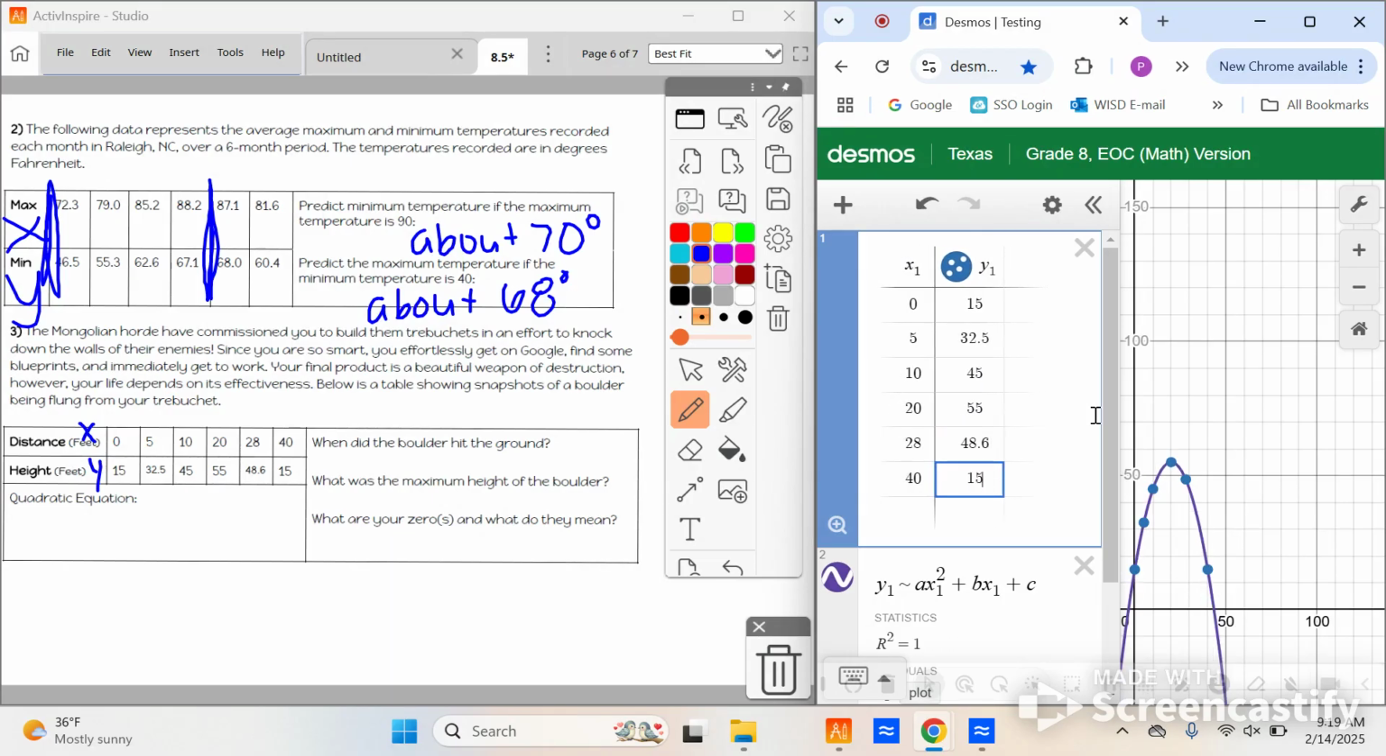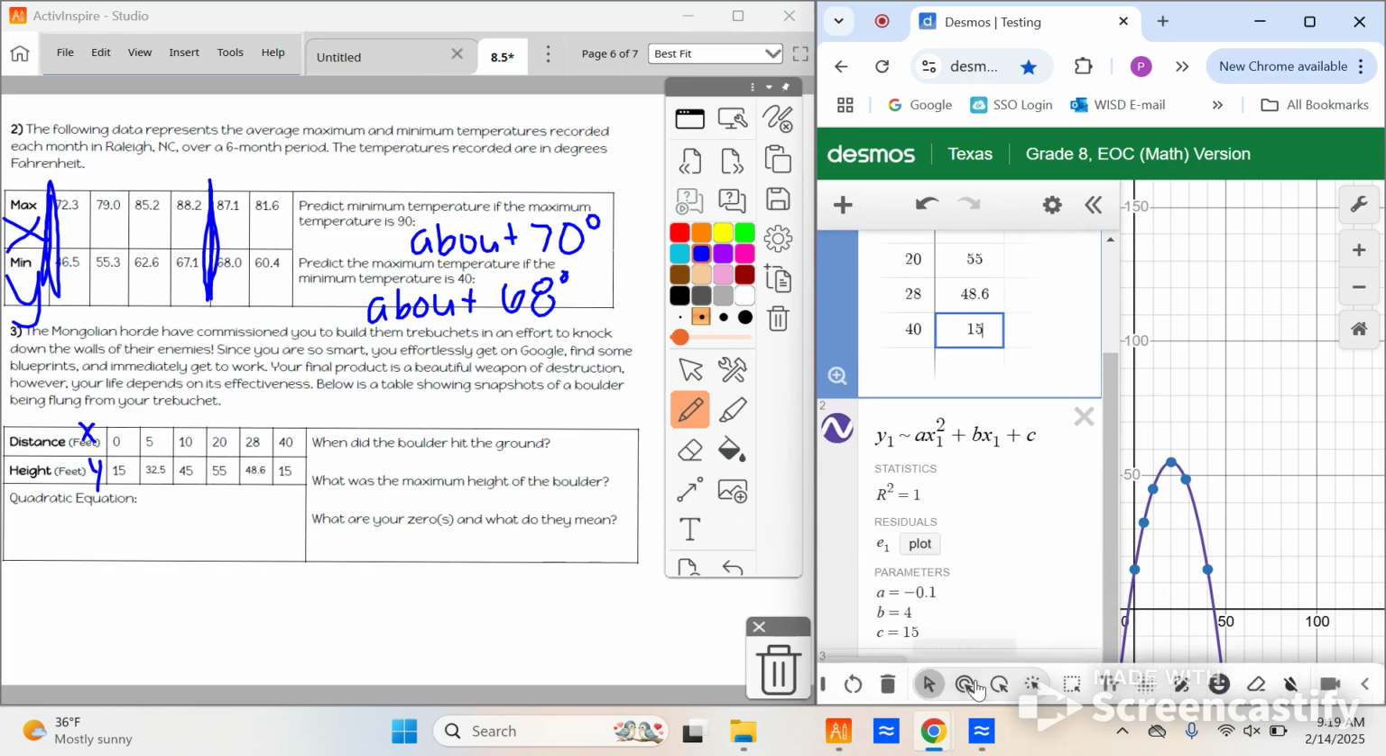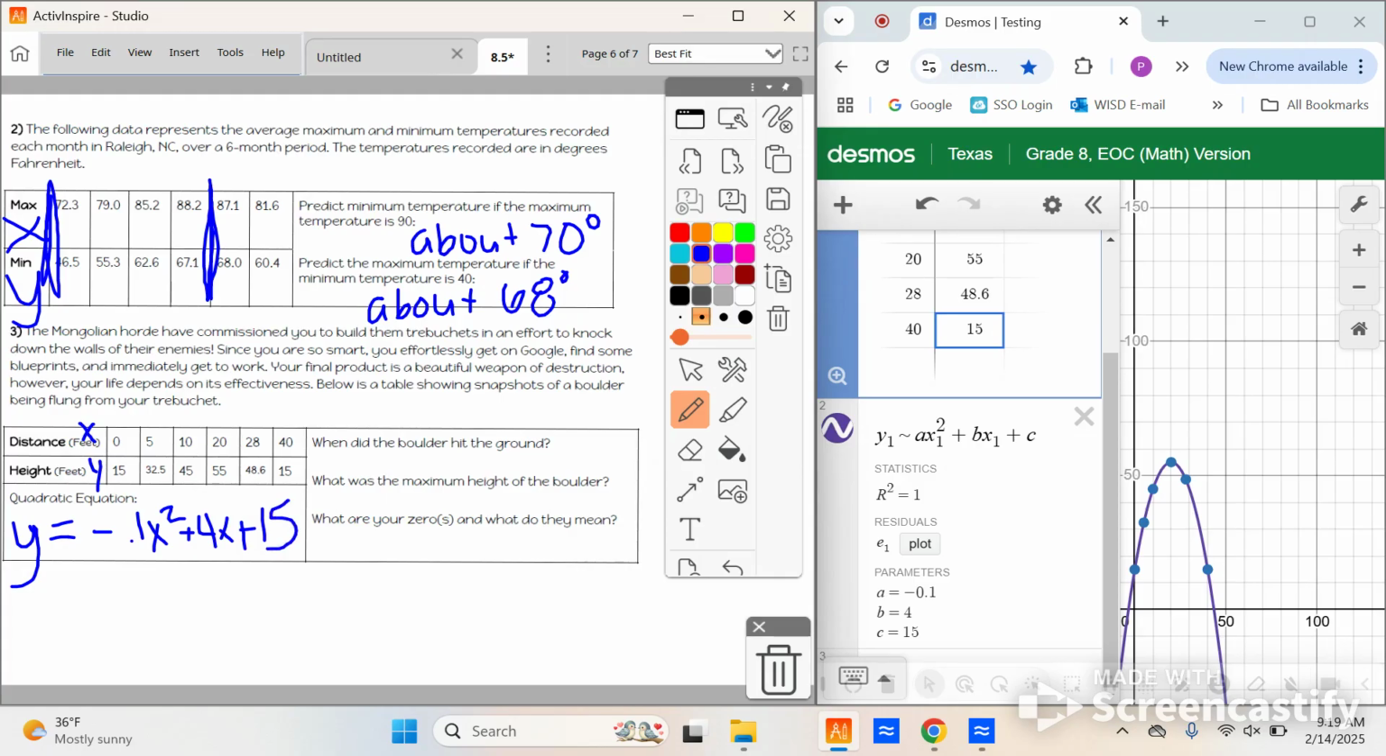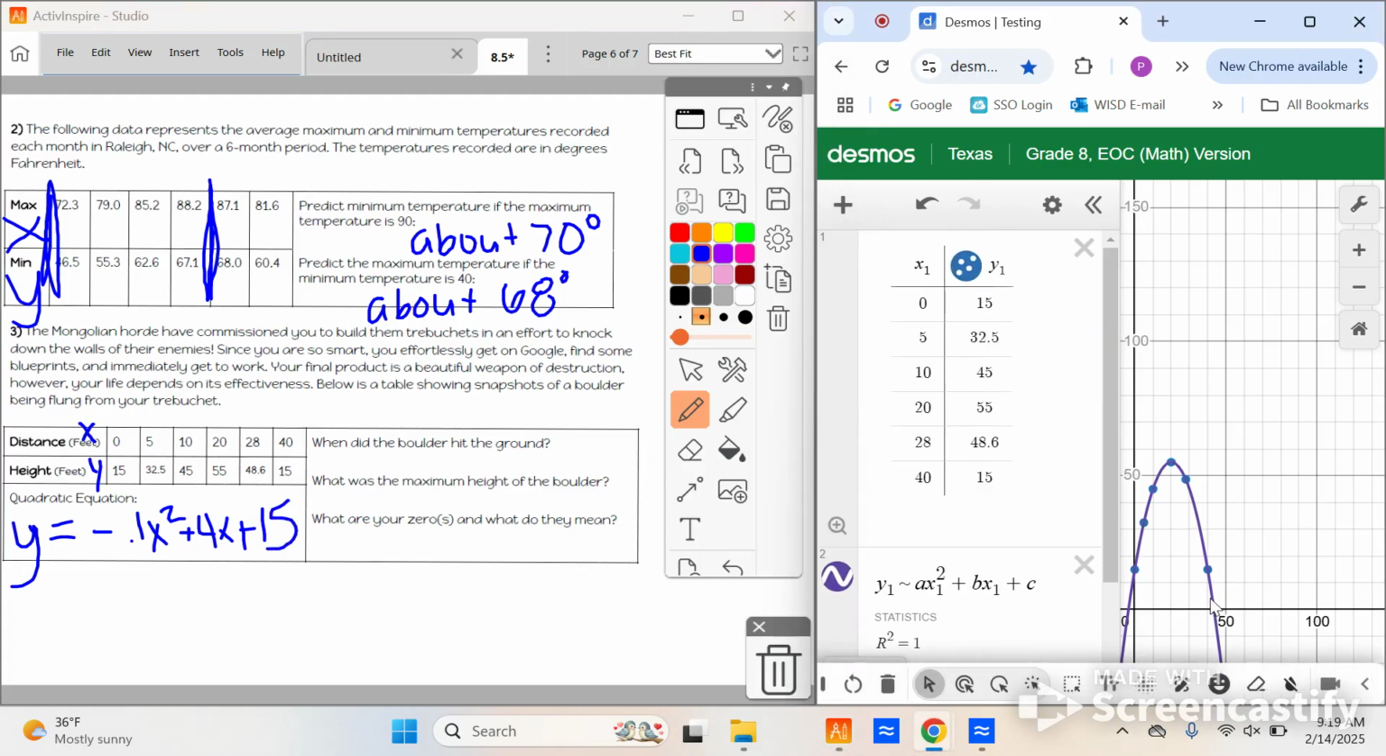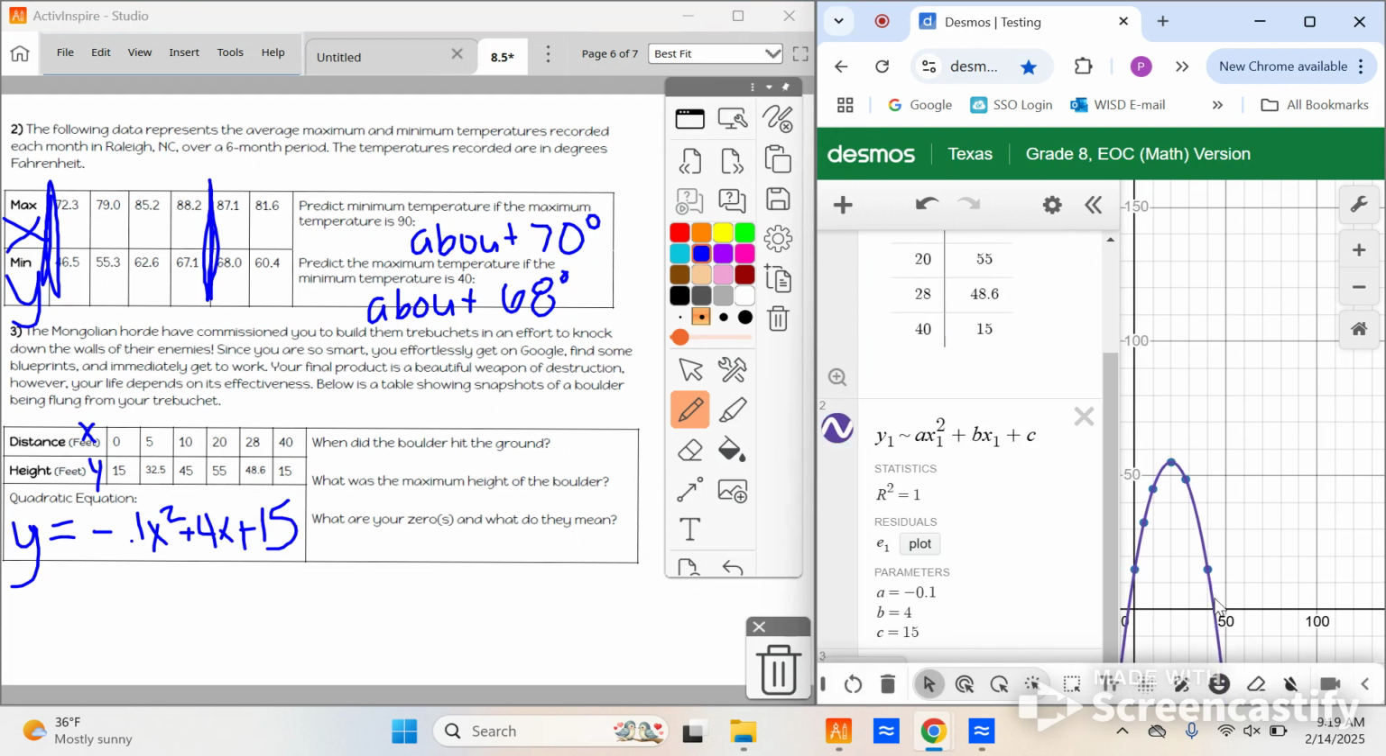Now, you're going to gather this information, your A, B, and C, and write it as your quadratic equation. So y equals negative 0.1 x squared plus 4x plus 15. Now, the boulder hits the ground when we're looking at our parabola. If I can click here. All right, there we go. The boulder hits the ground at about 43 feet.